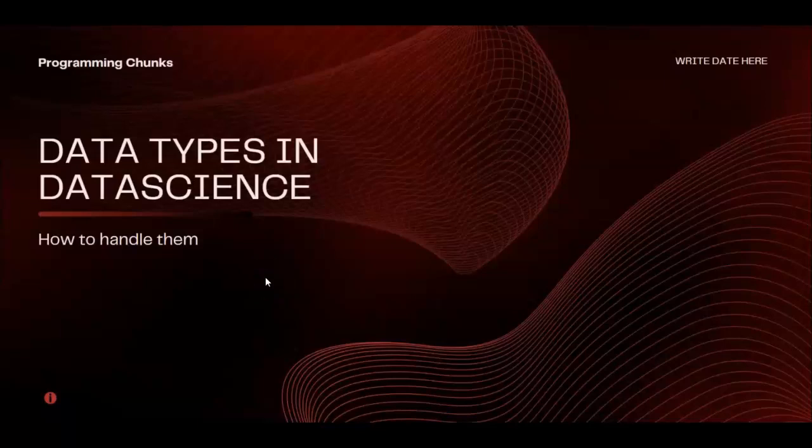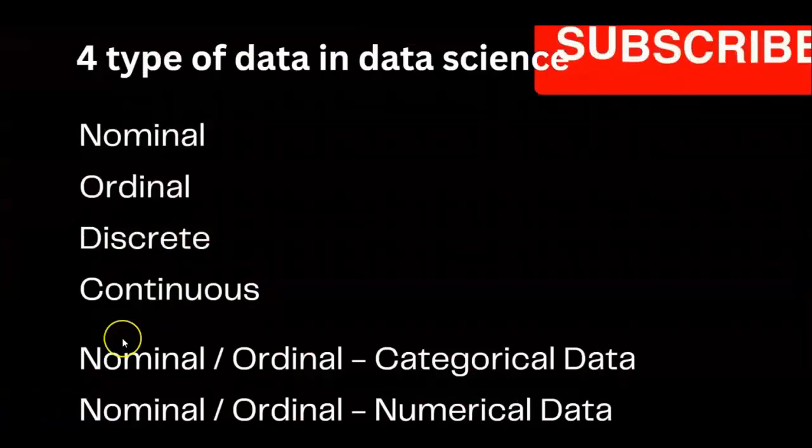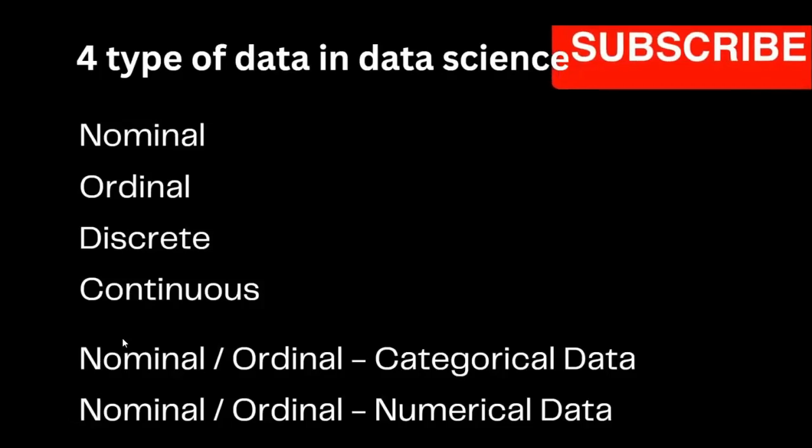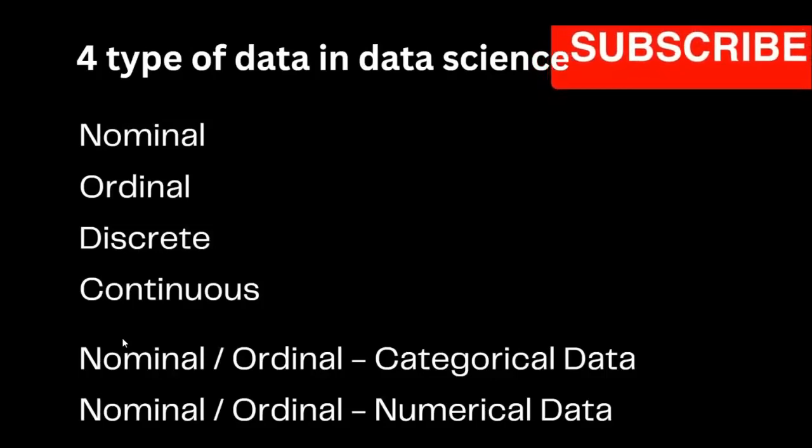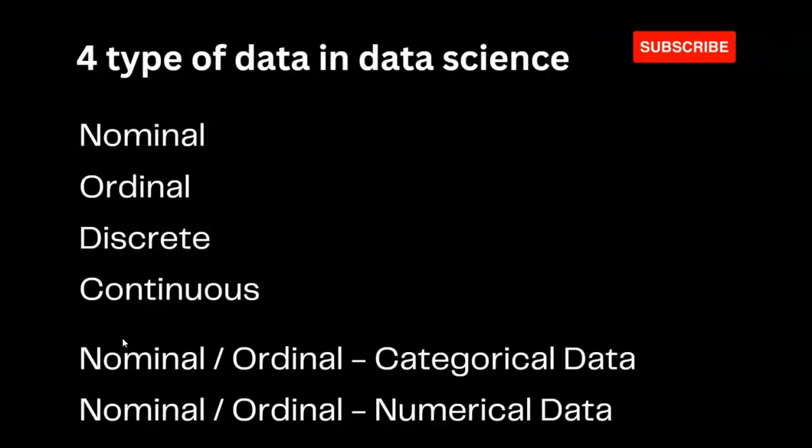Right. So in this video, we'll see what the data types in data science are and how to handle them. We have four types of data in data science: nominal, ordinal, discrete, and continuous. Now, basically, the nominal and ordinal, these are the numerical data that are in numbers and that you can measure. So that is not the scope of this video. That will be in a separate video.